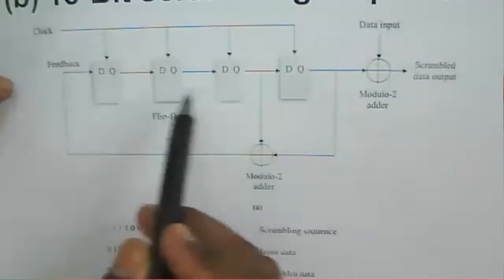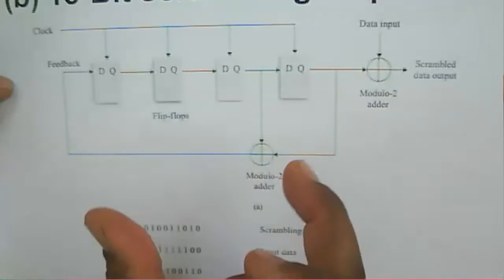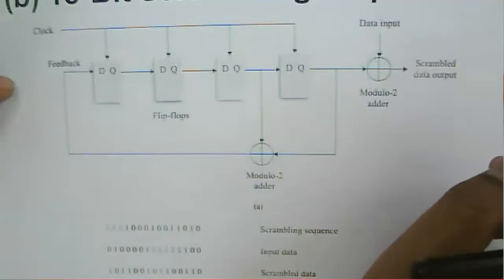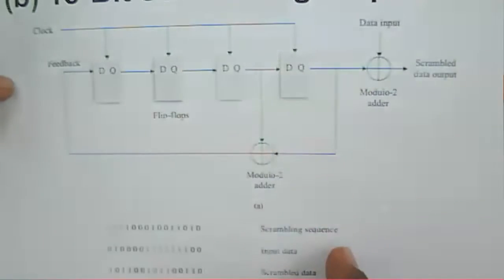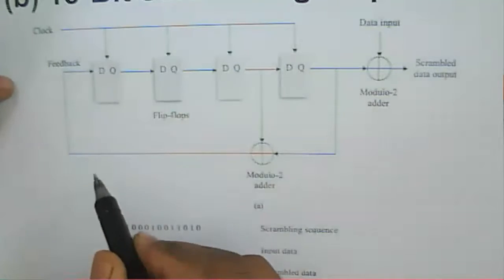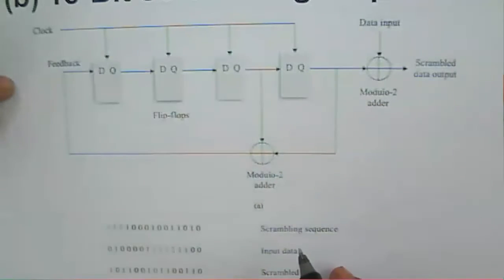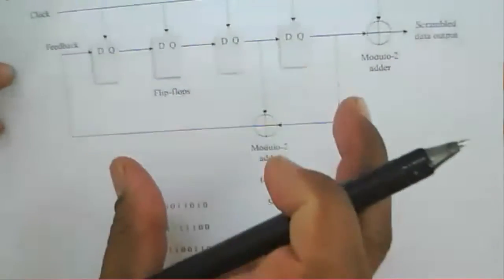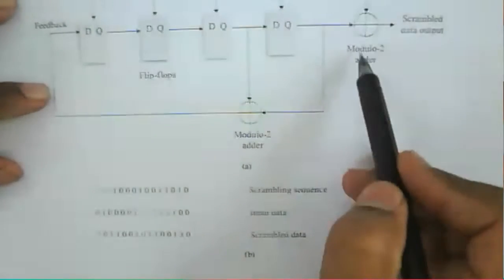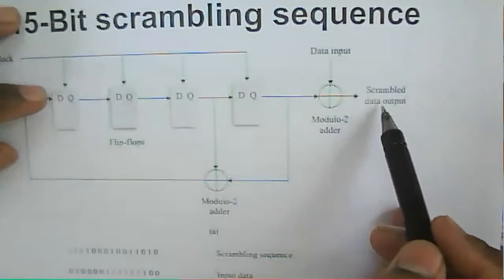Means here it generates a pseudo noise sequence, so that we'll get a scrambled data output. So the scrambling sequence is nothing but what? A sequence is generated, whatever the scrambling sequence generated from the flip flops, and to the data input we are adding it, and according to that we'll get a scrambled data output.